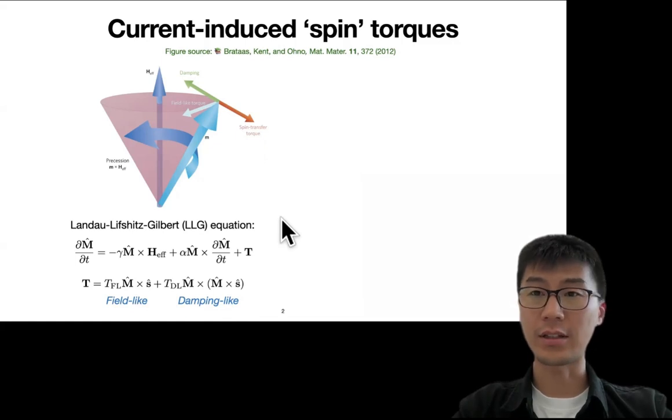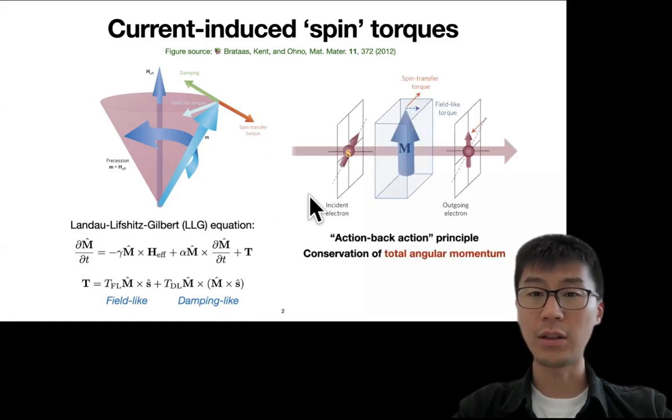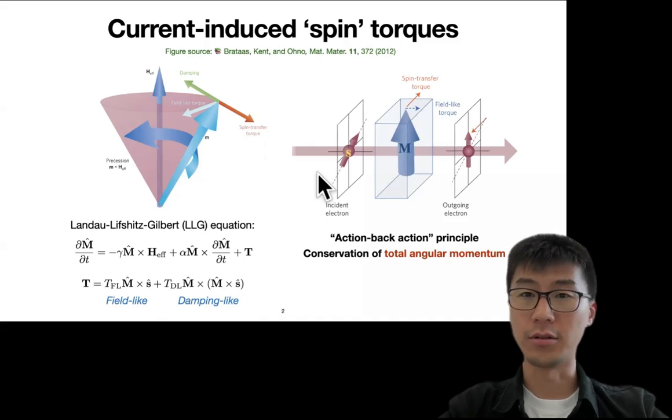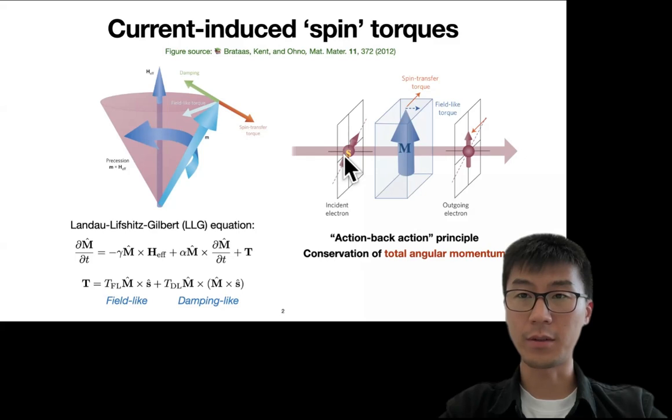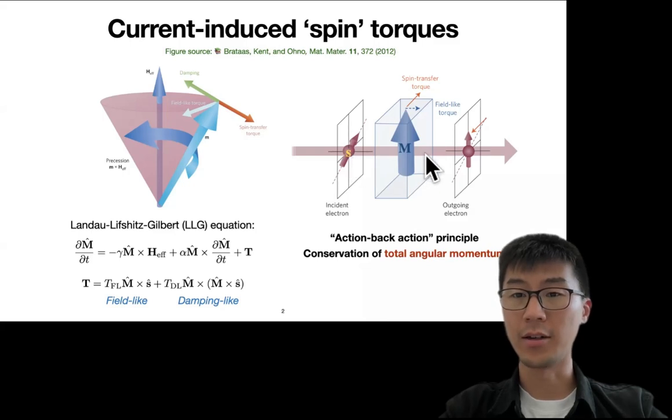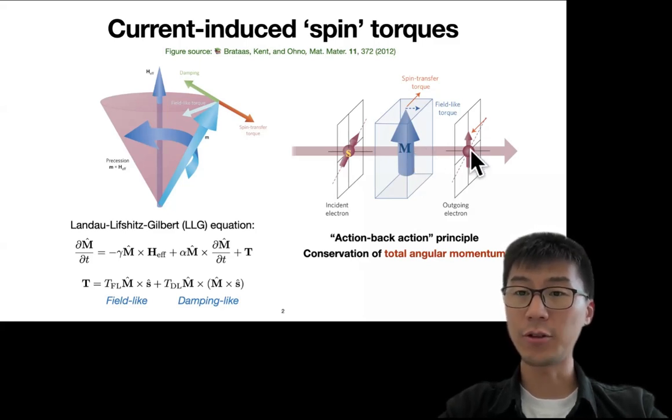And so the question is how we generate torques. One prominent mechanism that is known is spin transfer torque. And the main idea is the following. You first prepare electrons with finite spin polarization, and the incident electron will then penetrate through a ferromagnet. And after the interaction with the ferromagnet, the outgoing electron will have its spin in the same direction as the spin of the ferromagnet.